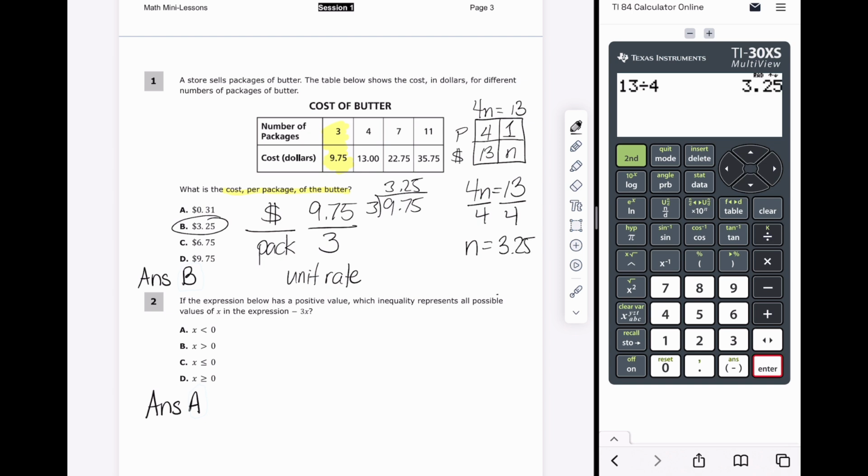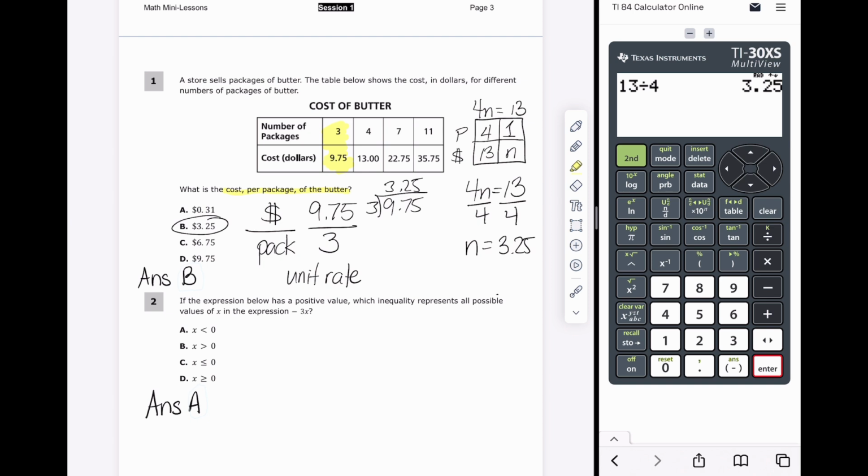So what I like about this method is that it doesn't matter, again, what rate you choose. It doesn't even matter the order that you're putting it in, as long as you're filling it in and keeping like with like in the right rows. And then once you have the equation, you can solve. But either way will work. Use what works best for you. Now, here's the next one.